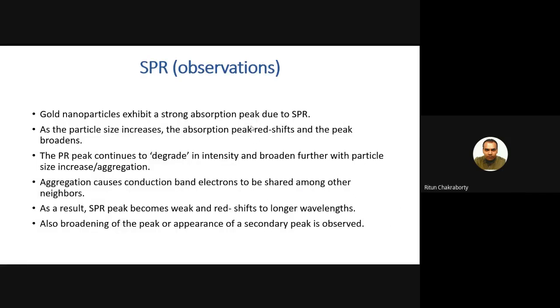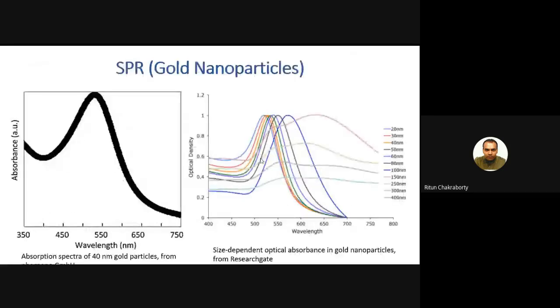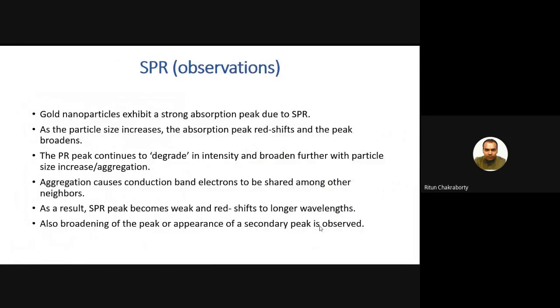This concept of redshift or blue shift: blue shift means shifting of the absorption peak from longer wavelength to shorter wavelength. These things I have also discussed in the previous video. And the peak broadens also. You have seen these peaks are quite broad, much broader than the smaller nanoparticle size peaks. The PR means plasmon resonance.